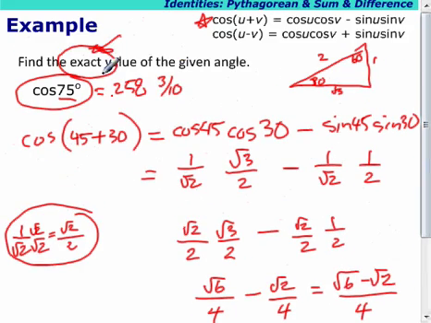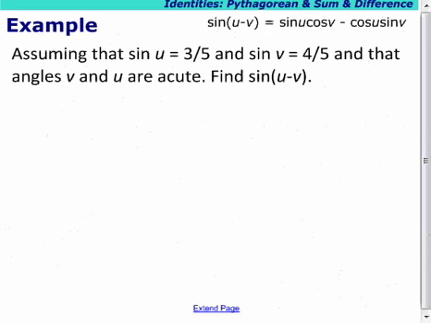If they didn't use the word exact value, heck, 0.258, 10 out of 10. As soon as they want the exact value, I'm forced to use one of the sum and difference identities. Here's another occasion where using the sum and difference identities is handy.